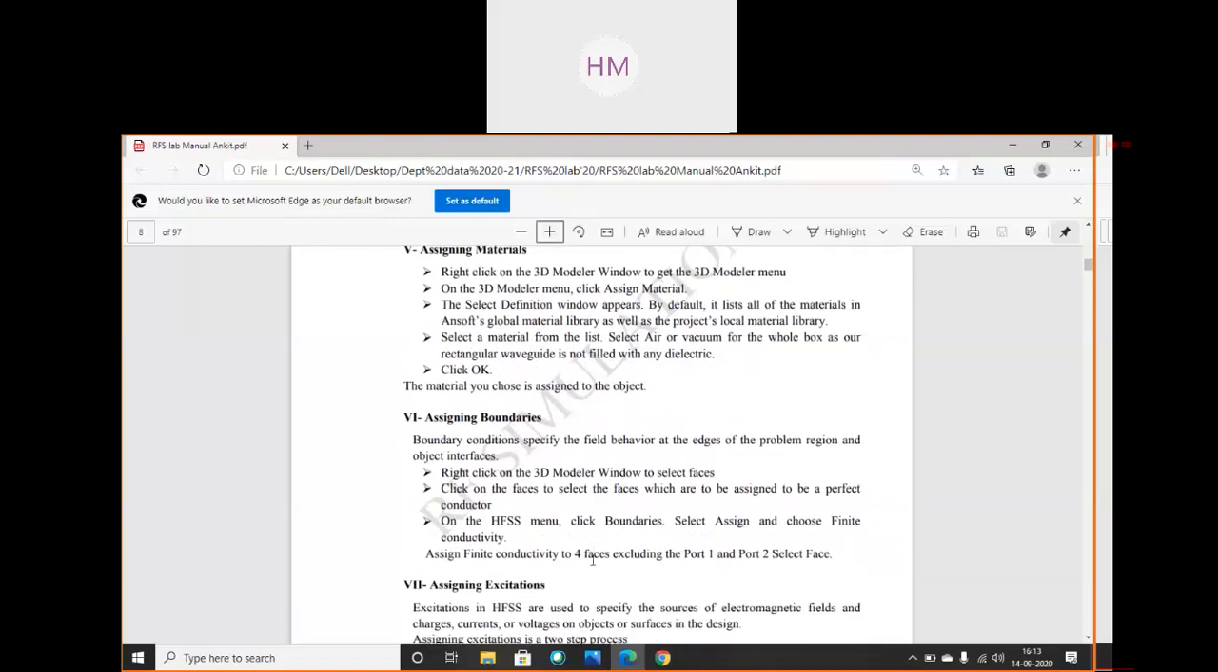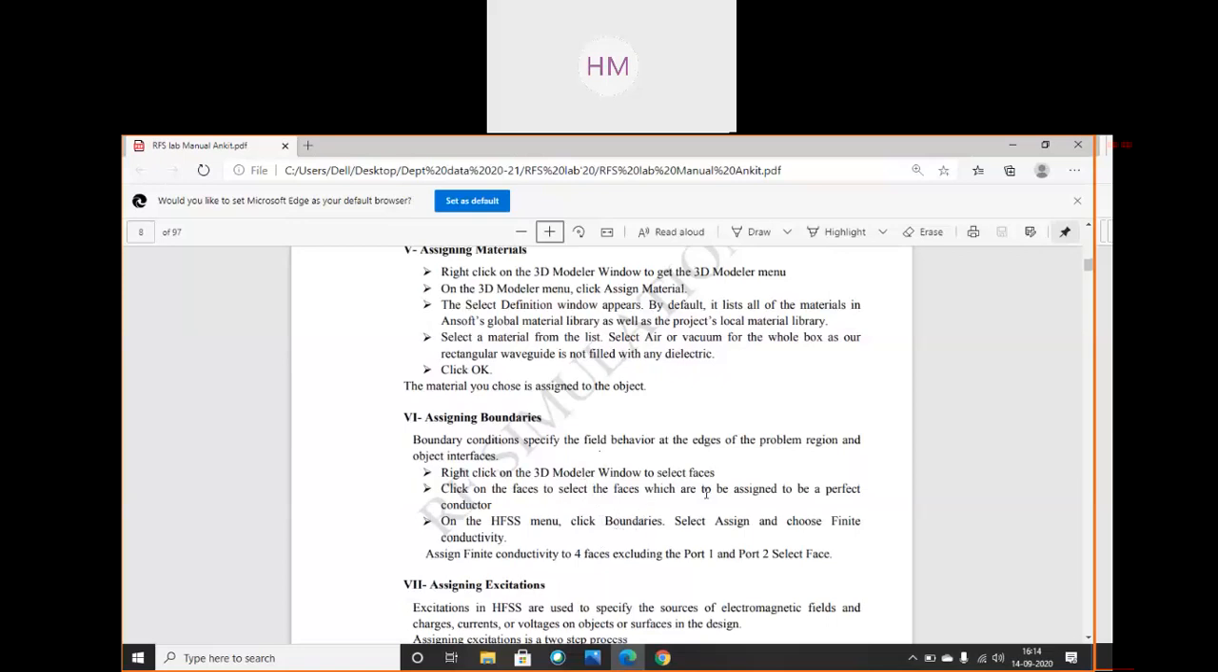Then assigning boundaries. Boundary conditions are essential for generation of electric and magnetic field in the waveguide. A boundary condition specifies the field behavior at the edges of the problem region and other interfaces. So these are the steps for assigning boundaries. You can see these steps and you can follow.